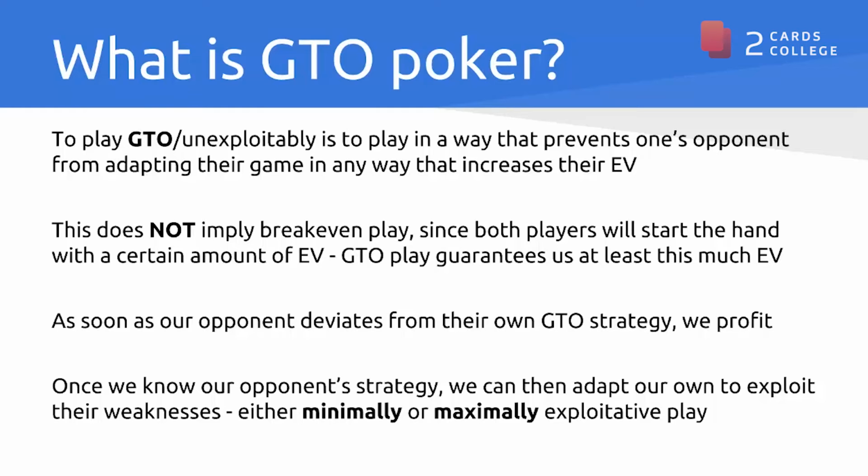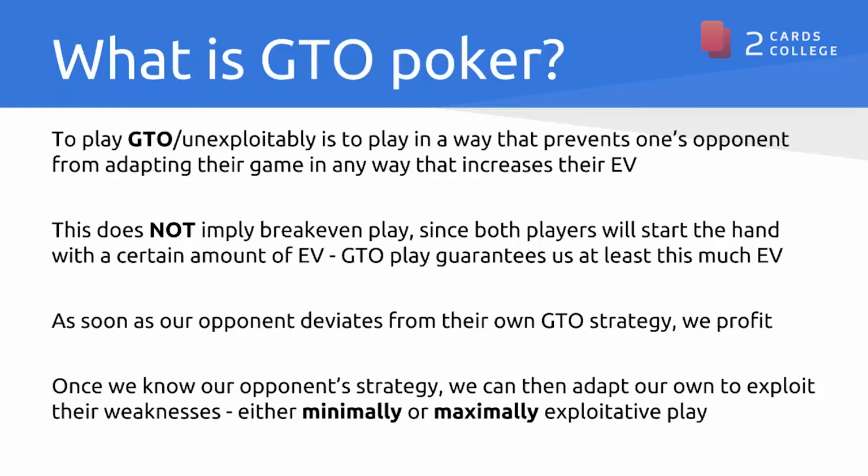So for example, if our opponent doesn't fold enough, then we continue playing GTO, we lose some money with our bluffs, and we gain more with our value bets. Once we know our opponent's strategy, so if we know our opponent pretty well, then we can start adapting our own to actually exploit their weaknesses. So we can go a little bit beyond GTO play and look at exploitative play, which is the next step.